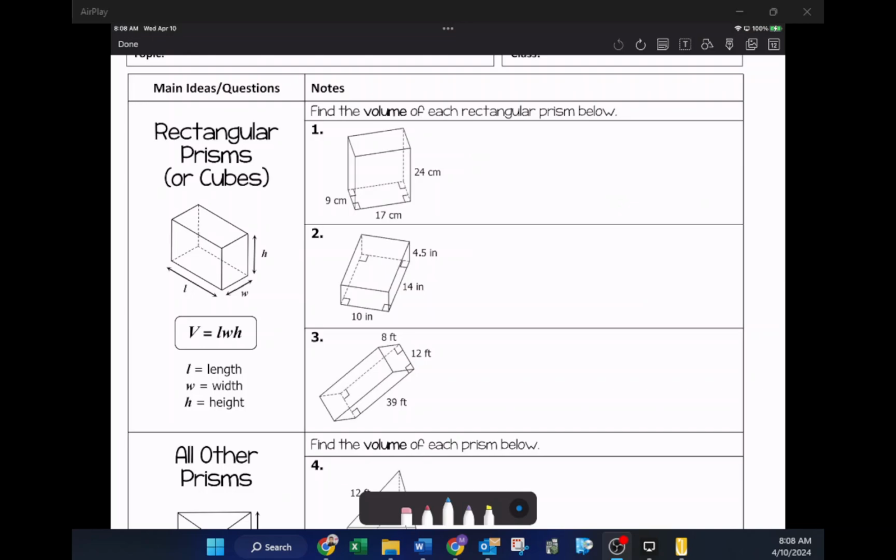Now, for rectangular prisms, because the area of the base is always length times width, and rectangular prisms are very common, our area of our base times our height would just be length times width times height. So, 1, 2, and 3 are just so very easy. Volume is 9 times 17 times 24. Volume is 10 times 14 times 4.5. Volume is 8 times 12 times 39. That's all you're going to do on each of those. You take the length, width, and height and just multiply them all together.